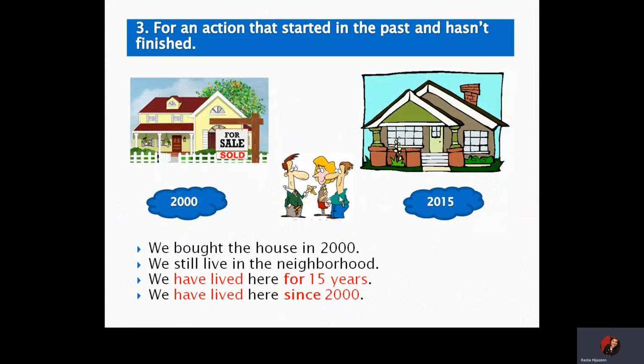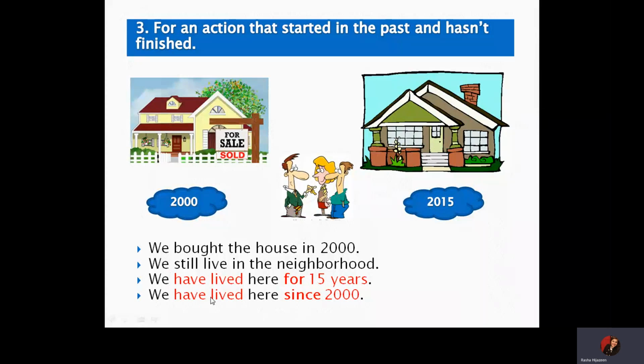We bought the house in 2000. We still live in the neighborhood. What do I have here? We have lived here for 15 years. So, the action started in the past and hasn't finished. They are still living in this house. Okay? Example, we have lived here for 15 years.